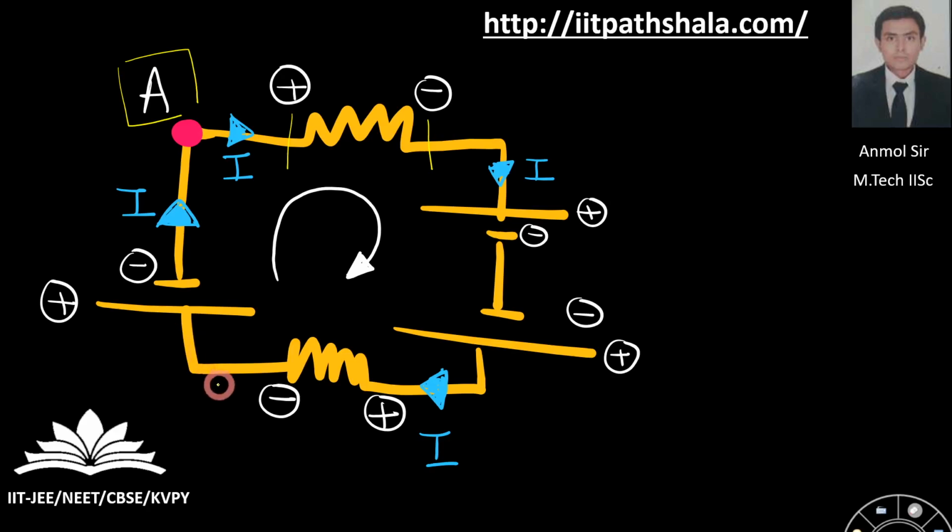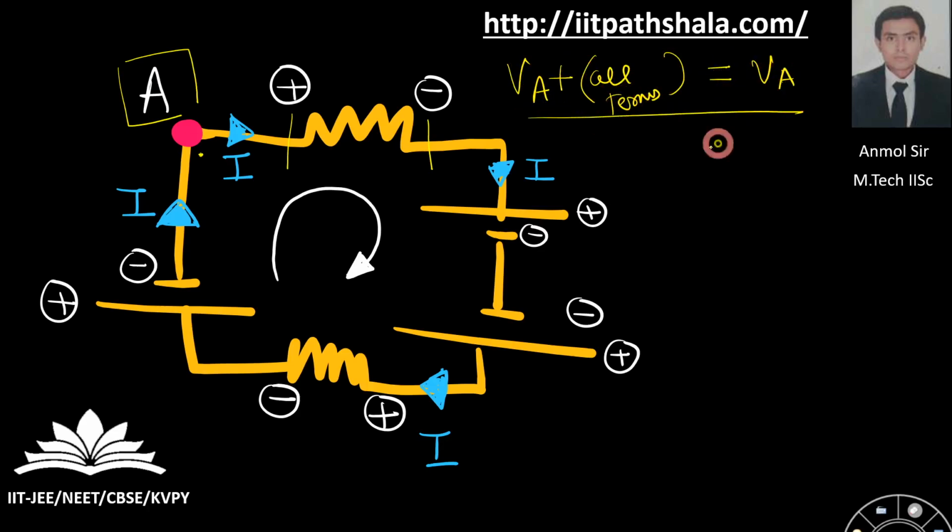Okay, now you have to take one direction from this point over here. Either you can travel clockwise or anti-clockwise. I am traveling clockwise, so you should be ending up at A itself. You should be ending up at A itself. Okay, so VA plus all the terms in between equal to VA should be your equation. This is your initial and this is your final.